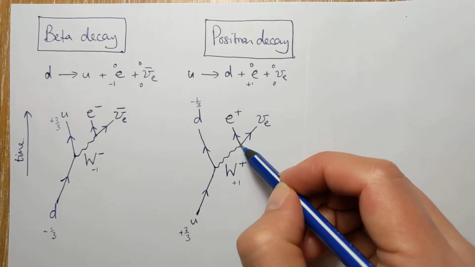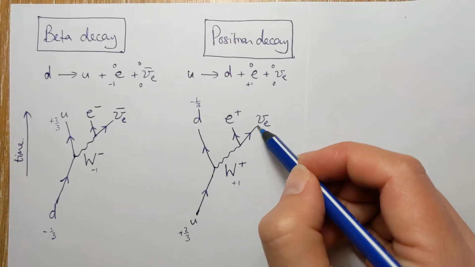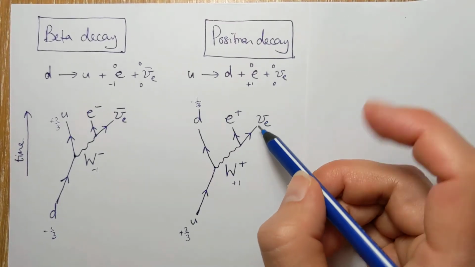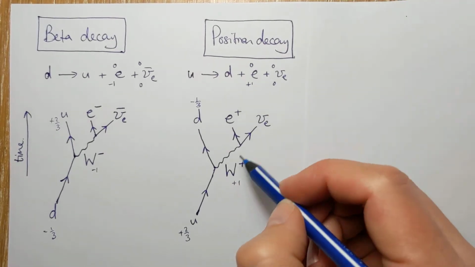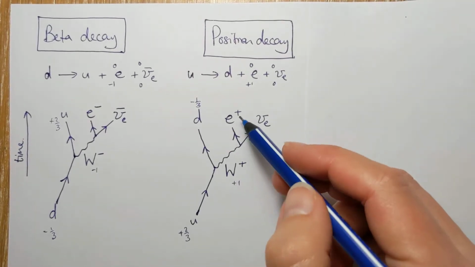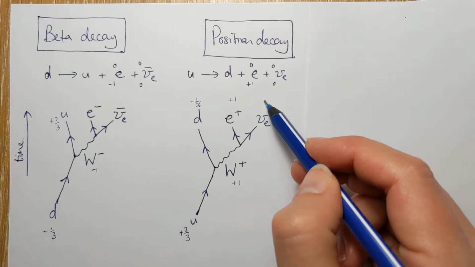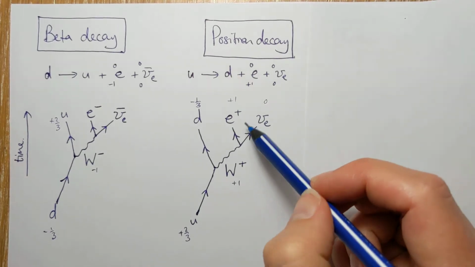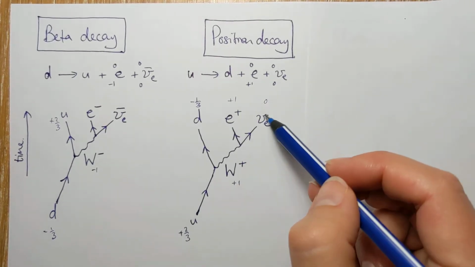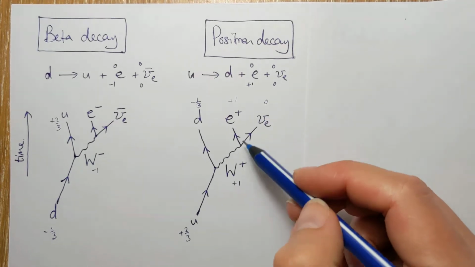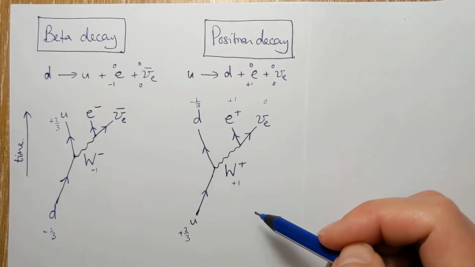Then the W plus decays into a positron and a neutrino this time. And it has to be that because of charge conservation: +1 before, +1 and 0 after. Lepton number, none before, +1 and -1 after. Baryon number, no baryons, no baryons.